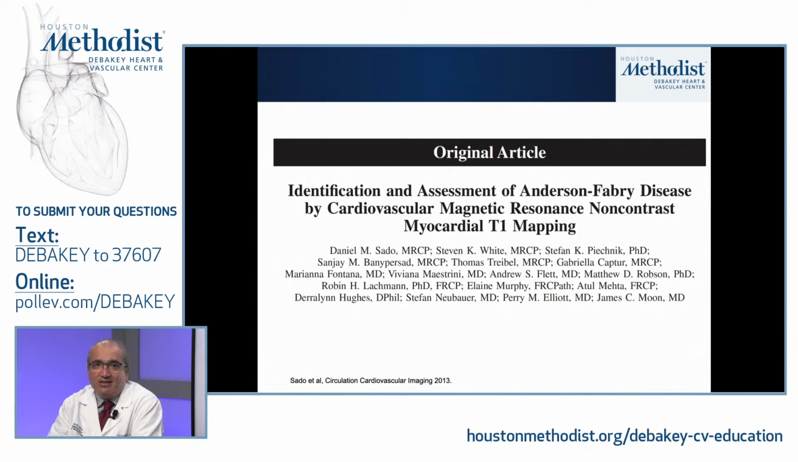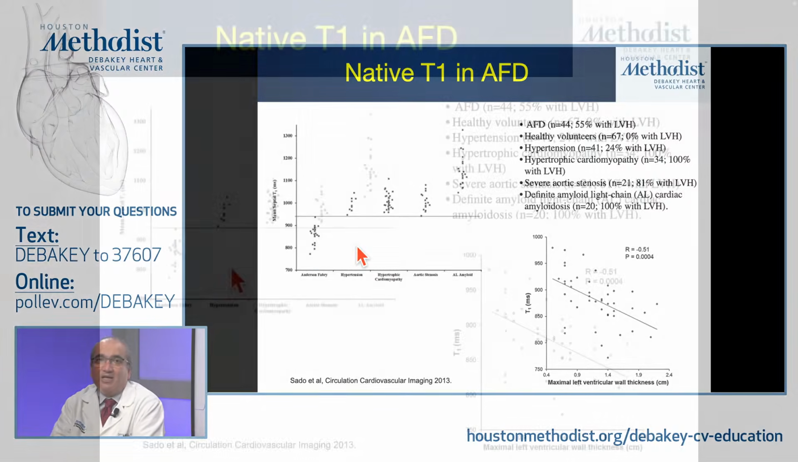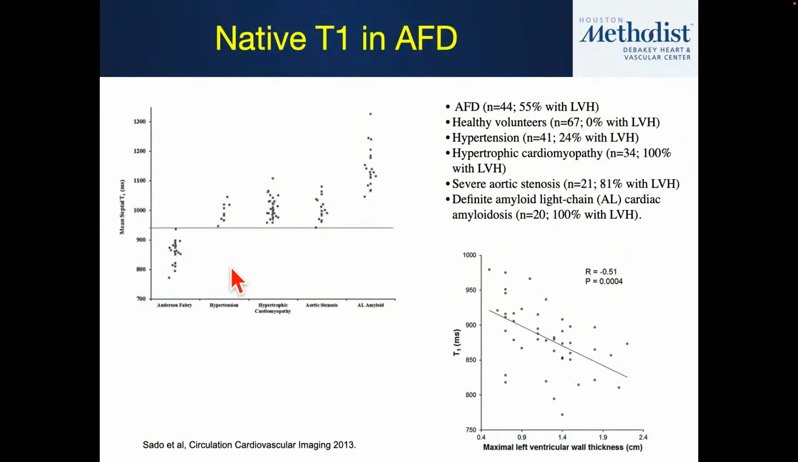One of the recent things that can be coupled in these patients, in addition to the LGE imaging, is use of T1 mapping to look at native T1 times. And this study, I think, nicely shows that the patients with Anderson-Fabry disease had a lower native T1 time compared to patients with other conditions that can also lead to an increase in wall thickness.